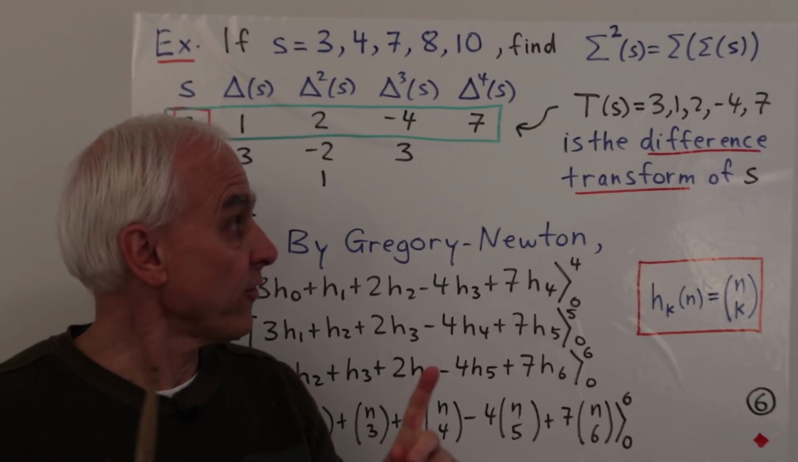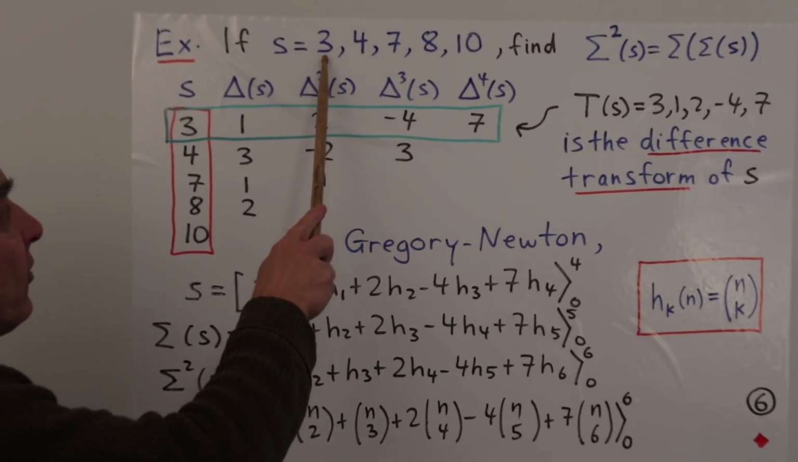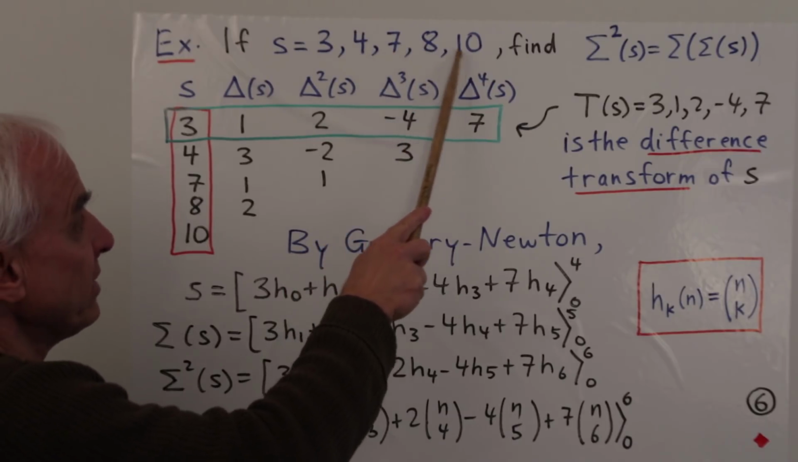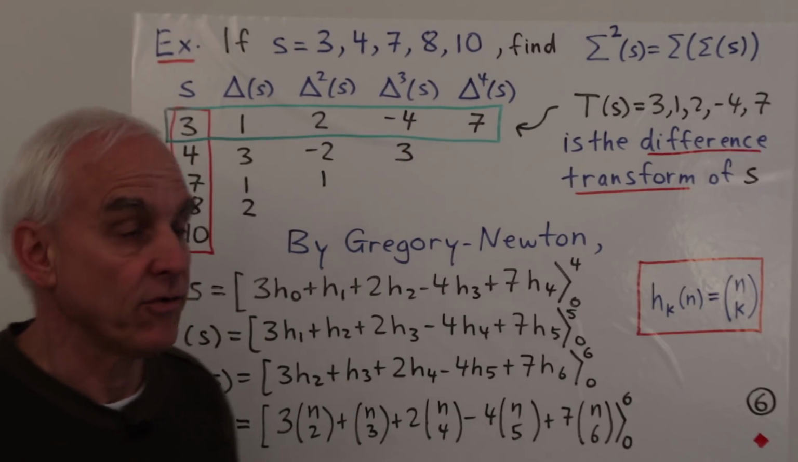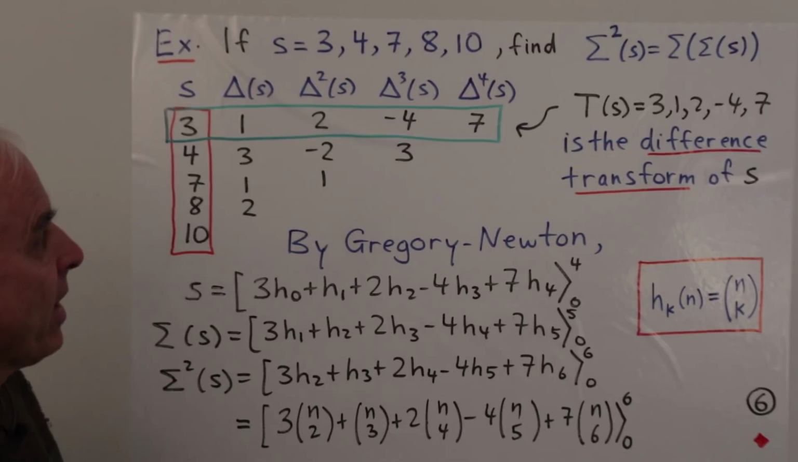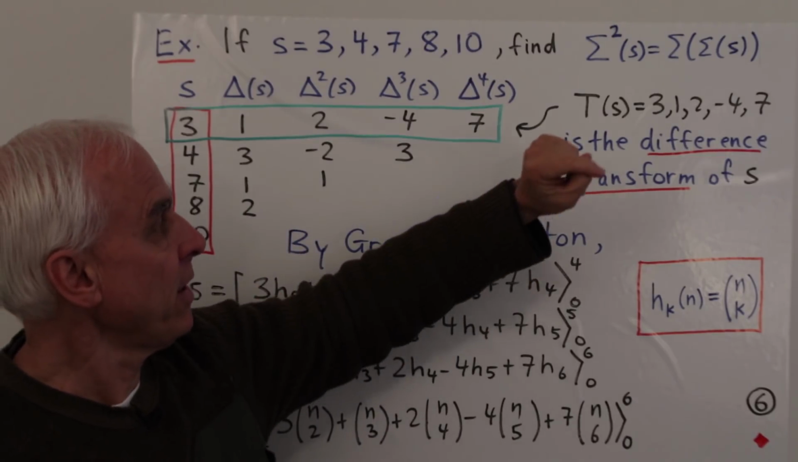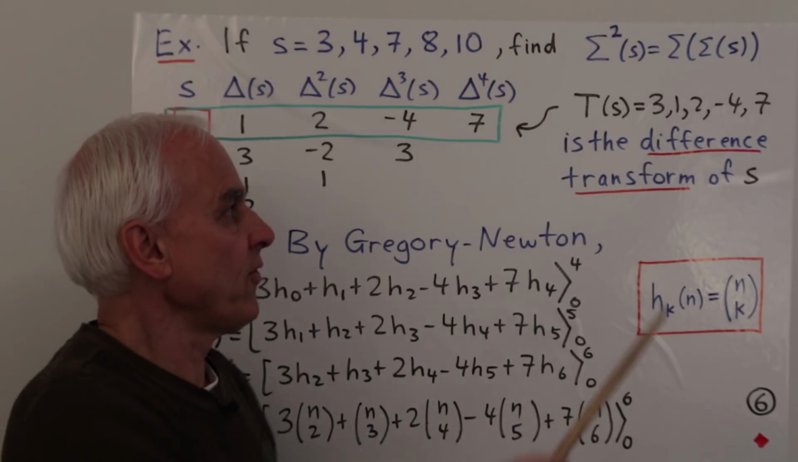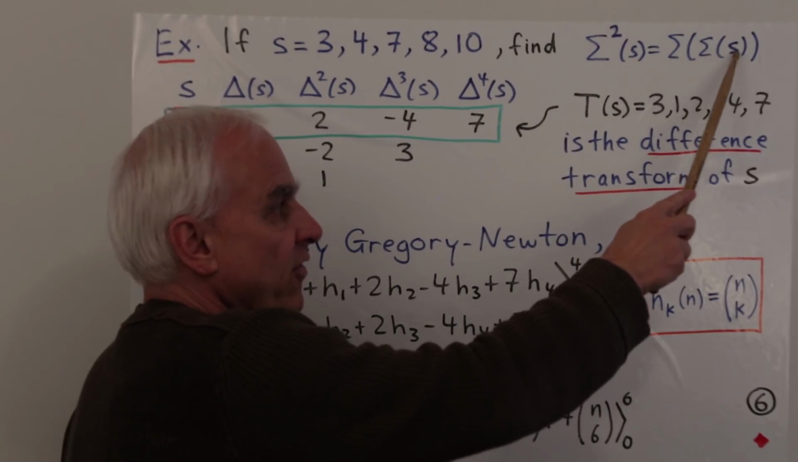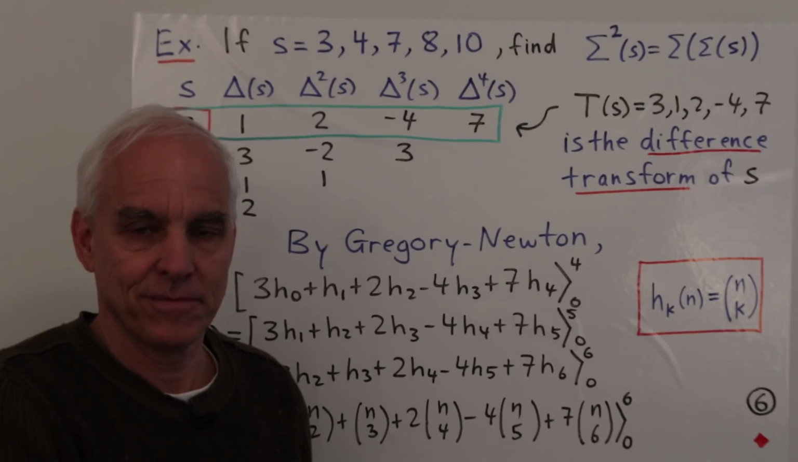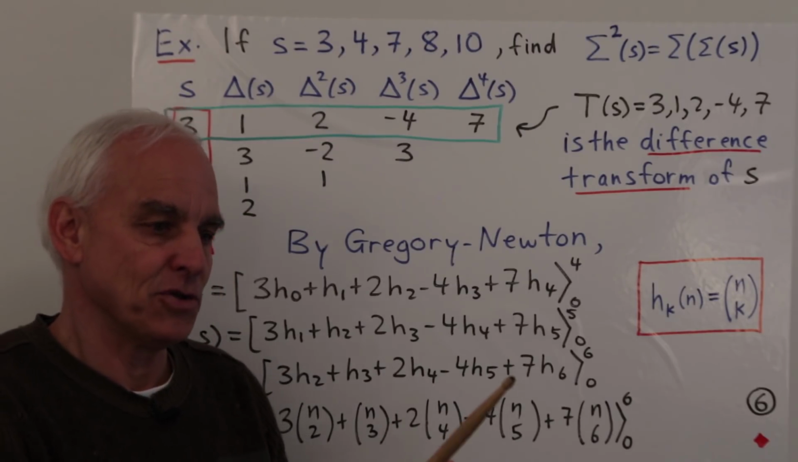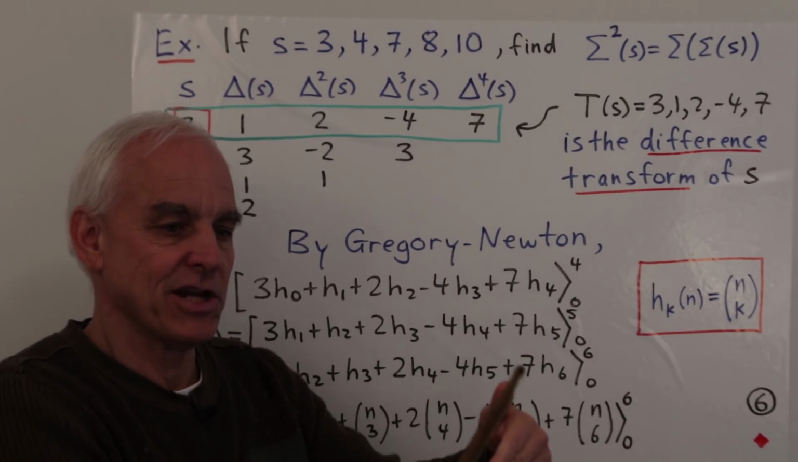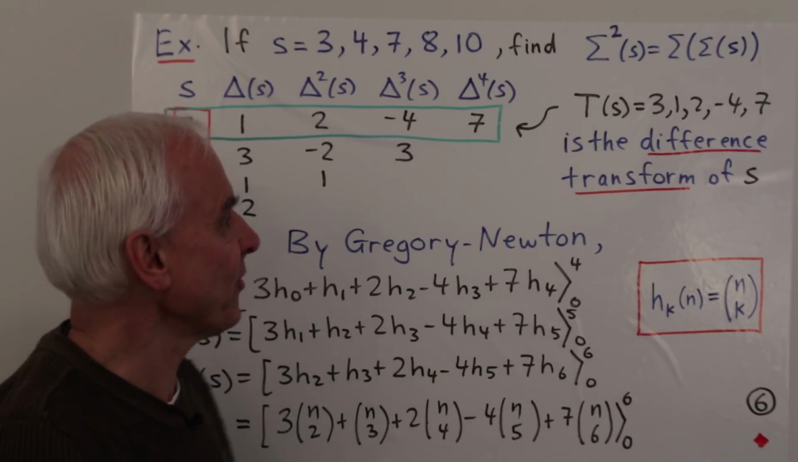So let me illustrate this. Here's an example of a sequence, s equals 3, 4, 7, 8, 10. So it's a sequence with 5 elements. It's a finite sequence. And suppose we're interested in finding the second summation of s. In other words, the summation of the summation of s. So we'll allow ourselves to perform multiple summations just as we perform multiple differences.